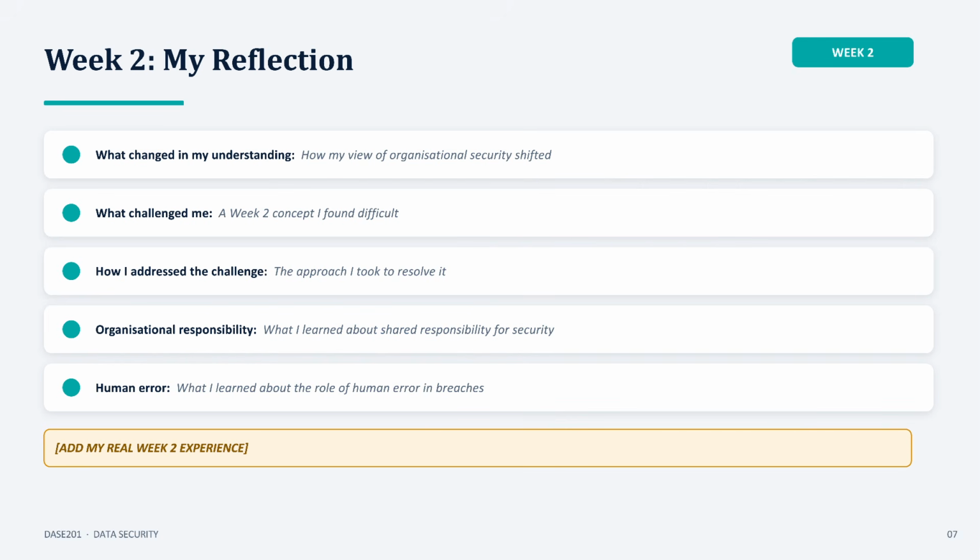I also learned that security is a shared responsibility. This is not only the responsibility of security professionals. Everyone in an organization has a role to play. The biggest lesson for me was that human behavior can have a major effect on security.